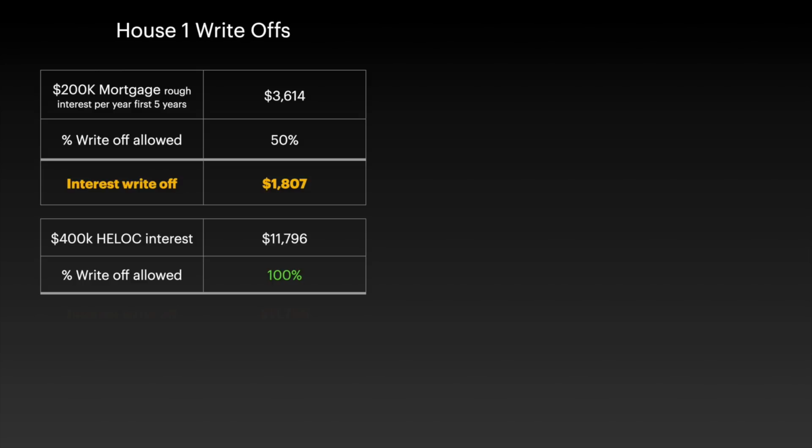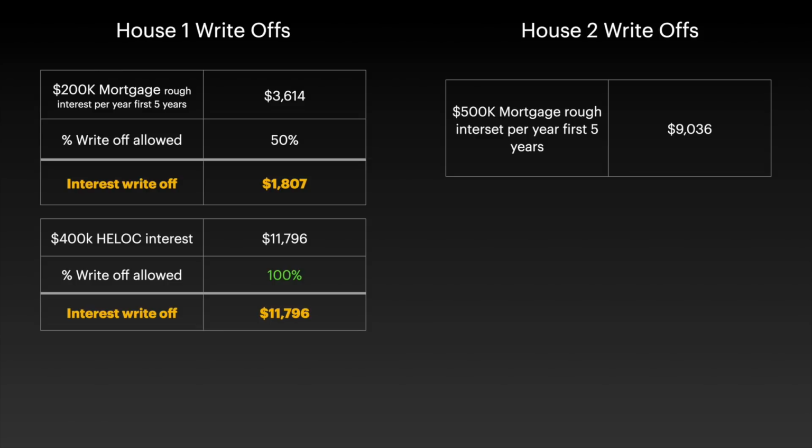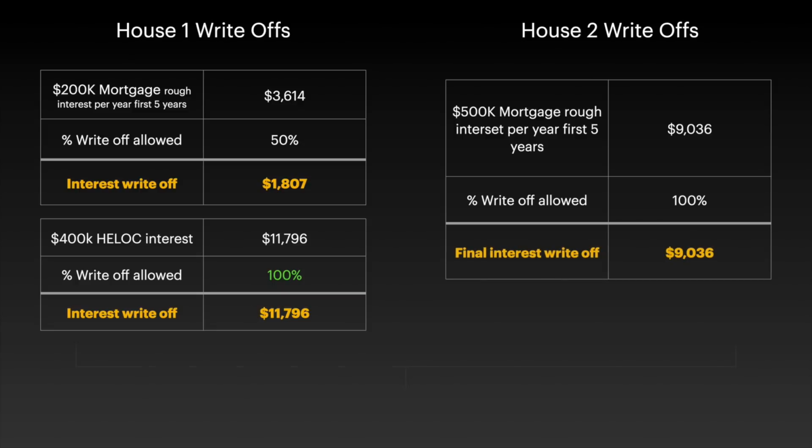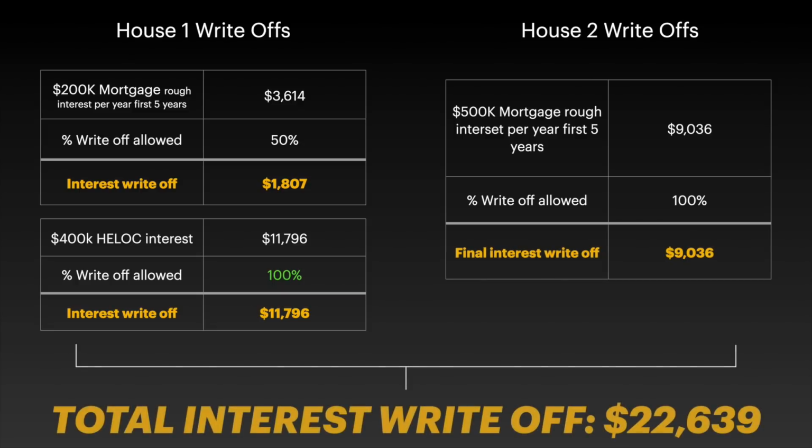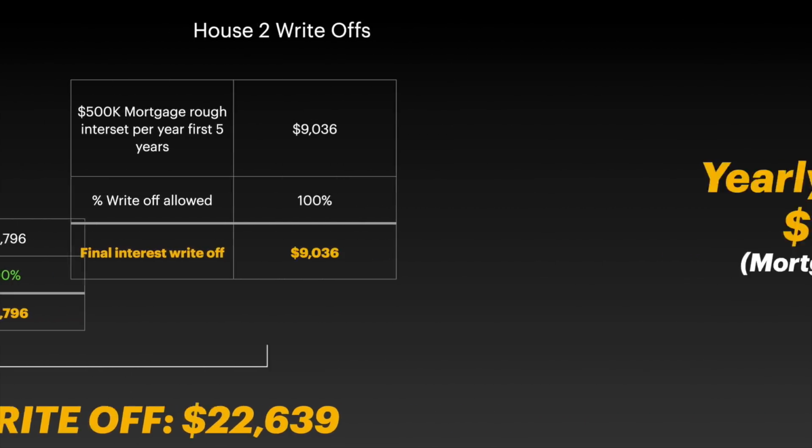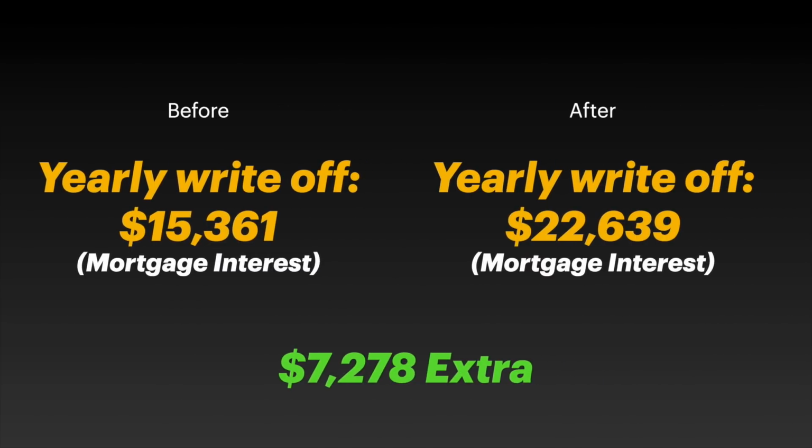And since that property is 100% rental, this can be written off 100%. So which is $11,000 here. House number two, we're going to have a $500K mortgage here. So the rough interest payment per year is $9,000. We can write off 100% like before. So $9,000 is our write off. Now, adding all this together, our total interest write-off will be $22,600. So compared to before our original plan, we've actually created $7,000 extra in write-off.